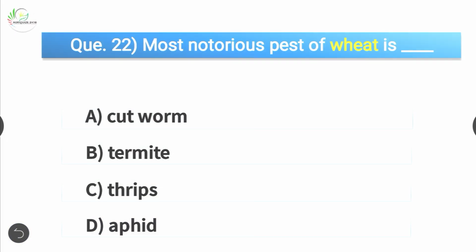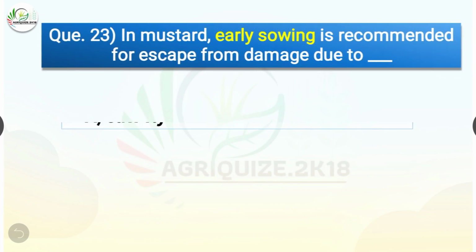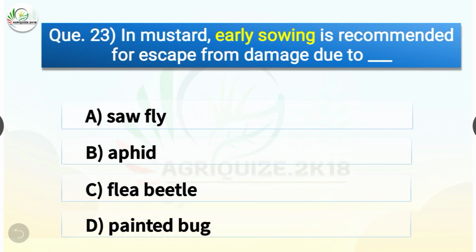Question number 23. In mustard, early sowing is recommended for escape from damage due to dash. The options are sawfly, aphid, flea beetle, painted bug. The correct answer is option B, aphid. So in mustard, early sowing is recommended for escape from damage due to aphid.